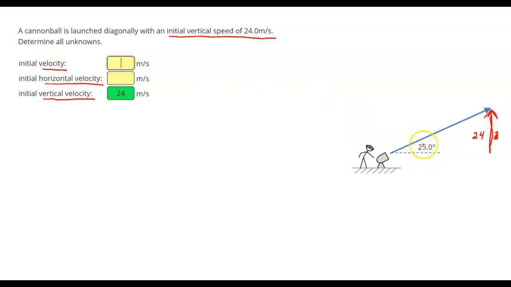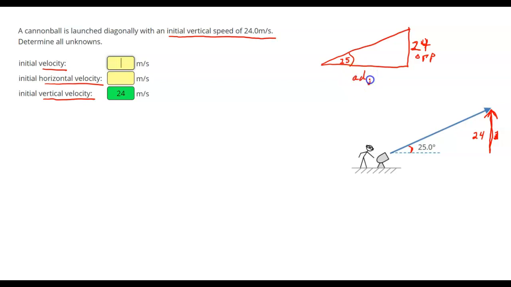All right, well, again, they give us this angle. This is clearly the opposite side of the triangle, the vertical. Vertical means up and down. The vertical velocity is clearly the opposite side of the triangle. So we've got our opposite side of our triangle is 24. We've got our angle, which is 25 degrees. This 24 meters per second is the opposite side.